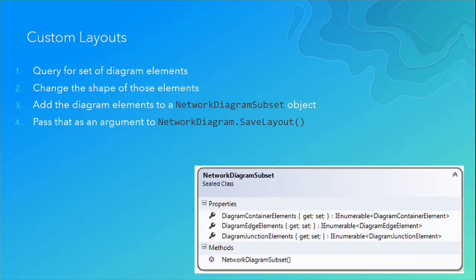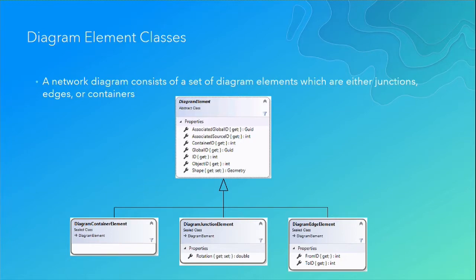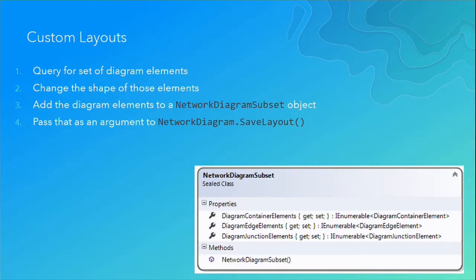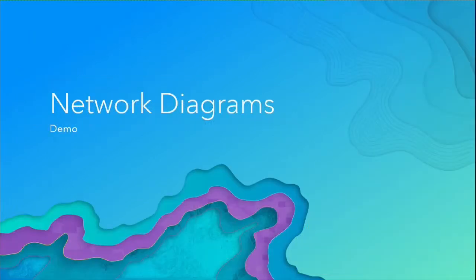So why would you want to do that? Just one example is if you wanted to create a custom layout algorithm. The way you would do that using the SDK is you'd query for a set of diagram elements. Then you go into those elements, and I don't know if you noticed, but there is a shape property right there. So you can change the shape of each element. Then you create a network diagram subset, and you pass that into the save layout method, and now you have a new custom algorithm for generating your schematic. All right, let's take a quick look and see how those look in code.